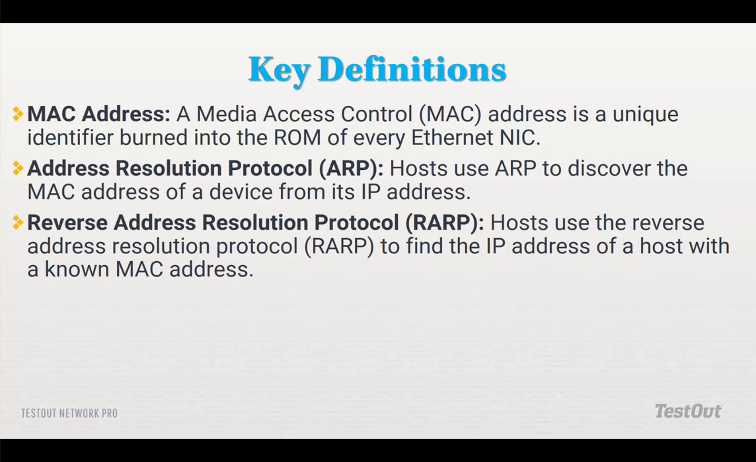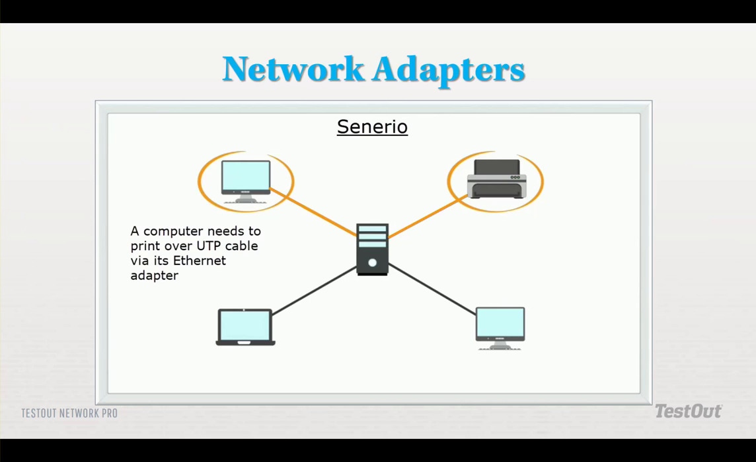ARP, which is Address Resolution Protocol, you're going to be using when one computer tries to connect to another computer to discover who it is. You're going to use ARP to discover the MAC address from an IP address. And of course, reverse ARP does the exact opposite. It's going to find the IP address from a known MAC address. Each computer and switch is going to create a MAC table.